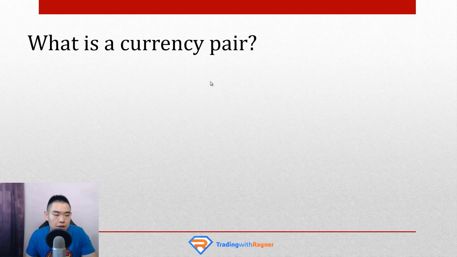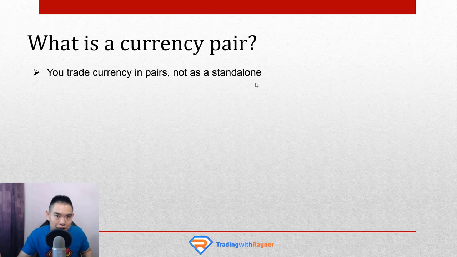So one thing to note is that you trade currency in pairs, not as a standalone. So just like when you go to a supermarket to buy an orange, you don't say, hey, I want to buy some orange. They will tell you, yeah, you want to buy some orange, but you have to exchange your money for an orange. So same thing for currency pairs. When you want to trade currencies, you have to exchange one currency for another currency. You can't just say, I want to buy some euros. Then the other party will be thinking, sure, you want to buy some euros, so what are you giving me in exchange? So this is why currencies trade in pairs, not as a standalone.